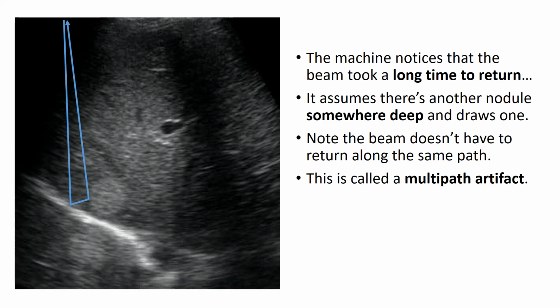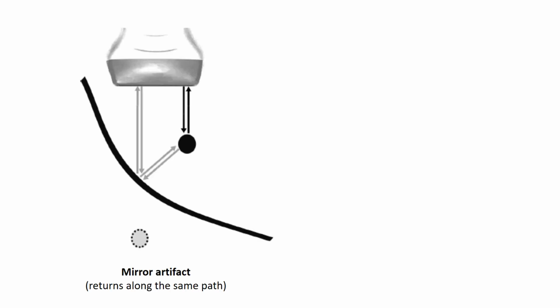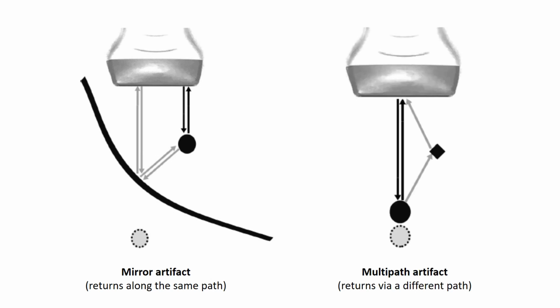So just to show you those two side by side, mirror artifact occurs when the ultrasound beam gets diverted, but then returns back along almost the exact same path. So in this example, going from probe to diaphragm to nodule, and then back from nodule to diaphragm to probe. Multipath artifact gives you a very, very similar picture, but the beam is diverted and then returns via a different path. So in this case, going from probe to nodule, up to the diaphragm, and then back to the probe, rather than going completely reversed along the exact same path.